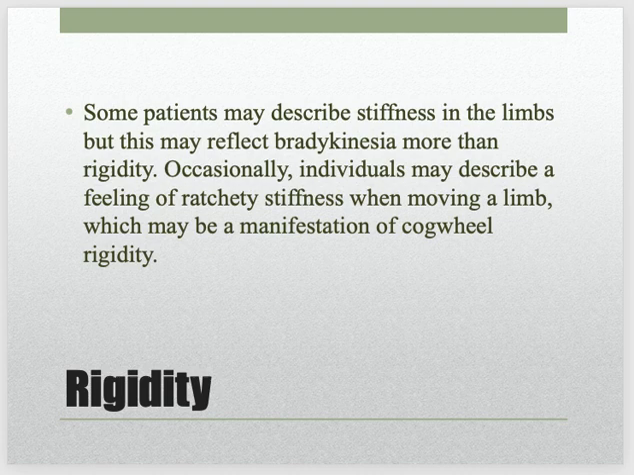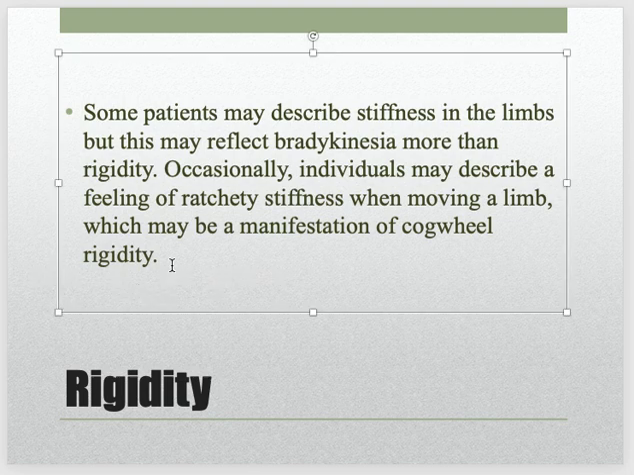Some patients may describe stiffness in the limbs. So basically, what happens in this one, we get two types of rigidity. One is called cogwheel rigidity, and there is lead pipe rigidity as well.